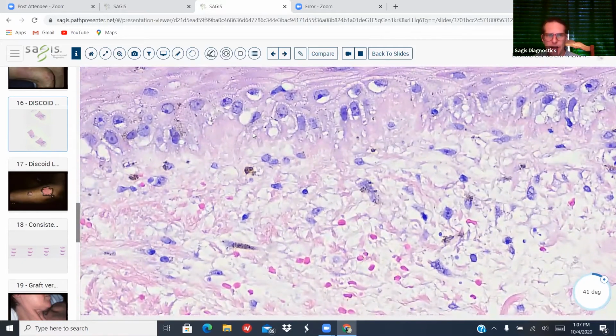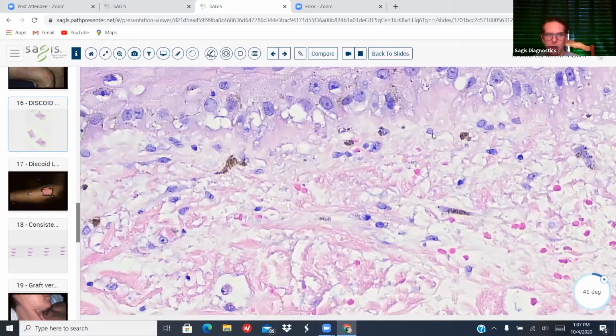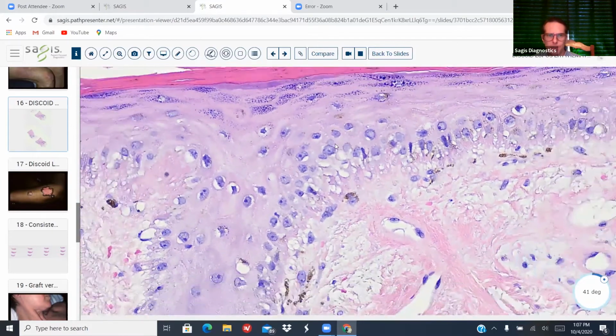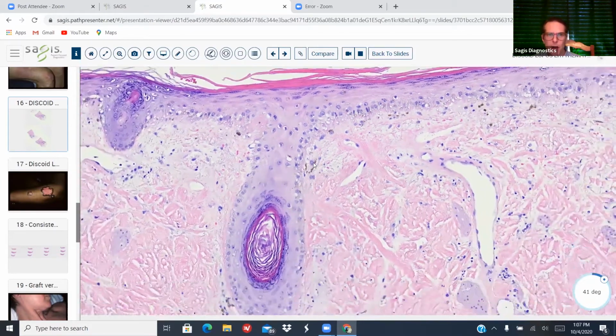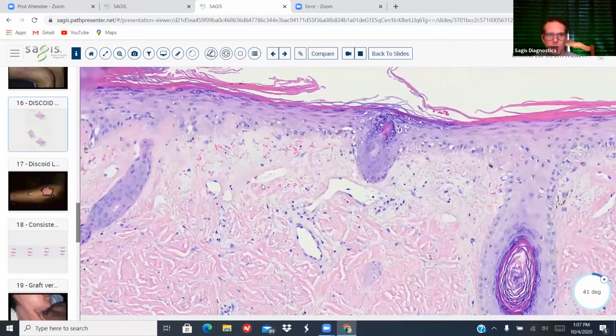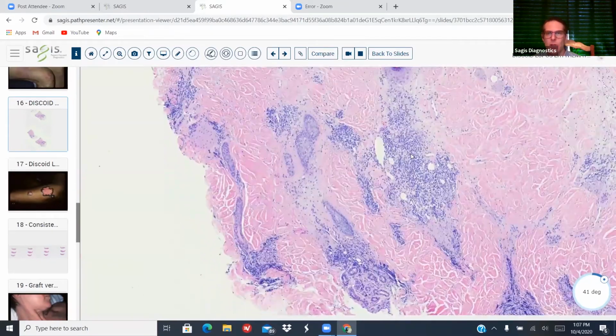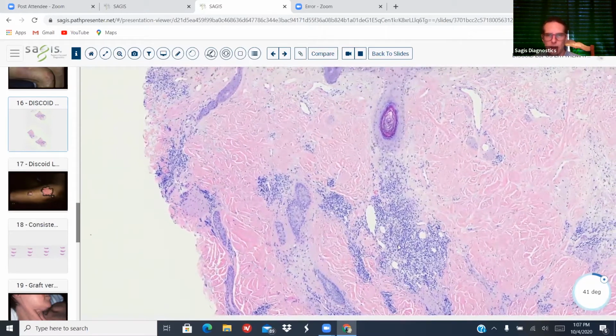There's even a thickened basement membrane here that if you did a PAS stain, you could highlight. So, thickened basement membrane. We have hair follicle involvement. All right, so all of these features are consistent with discoid lupus erythematosus.